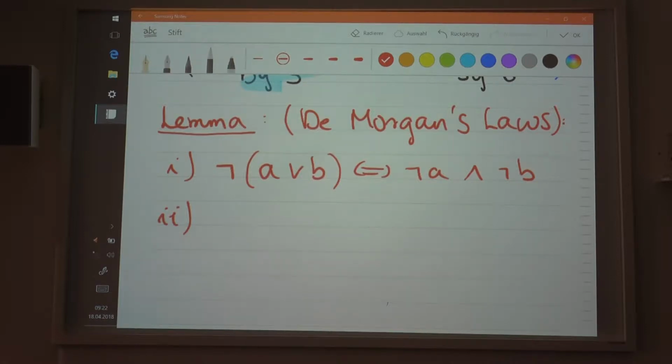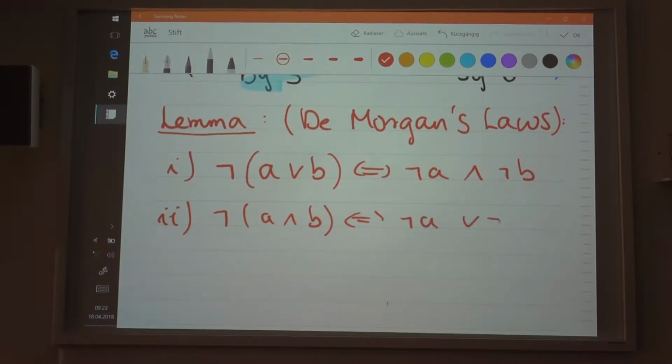Negations. Okay? That's the first law. And the second one, the negation of the conjunction is equivalent to what? Yes? The disjunction of the negations. Exactly. So it's the other way around.